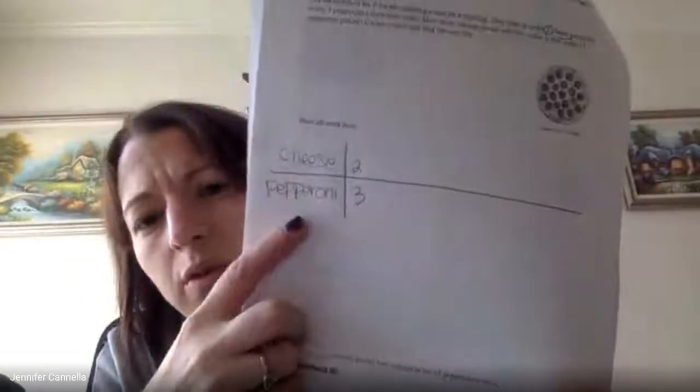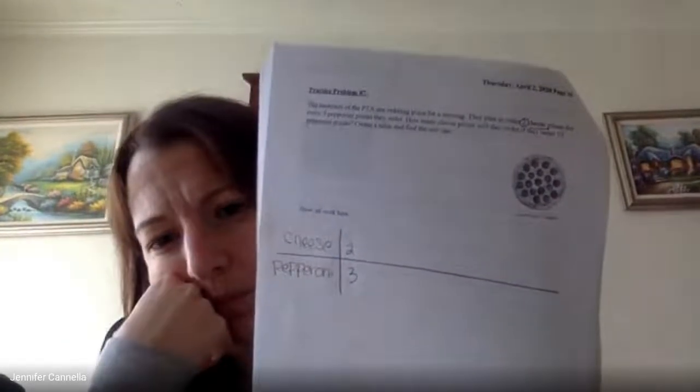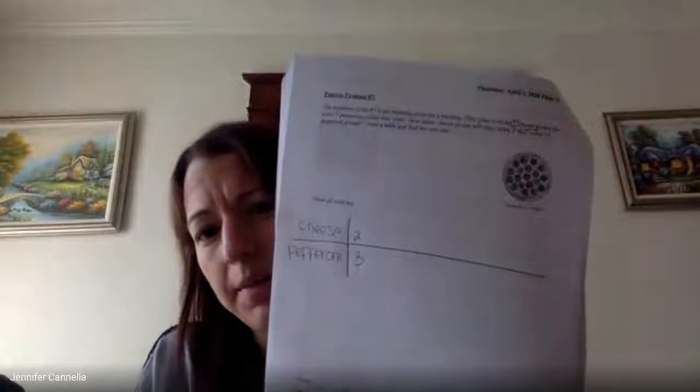All right, Blessing, so we're going to create a table. I'm going to help you at the same time, and you're going to tell me what to write, okay? We're going to write cheese and pepperoni. I'm going to show you the table because it says create a table. The unit rate we don't have to find because it's already given. So far you're going to write cheese over pepperoni. It tells you in the problem that there are 2 cheese for 3 pepperoni. Okay, I'm going to make another line.